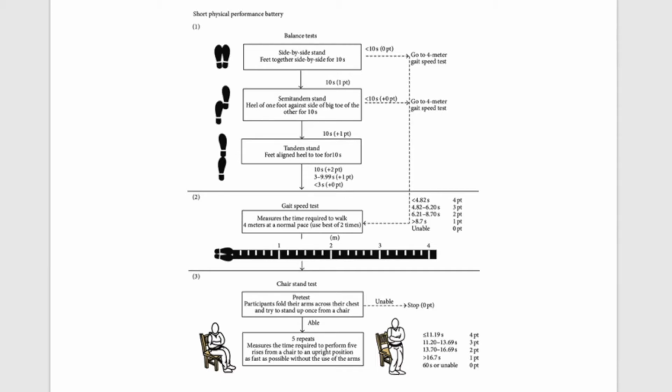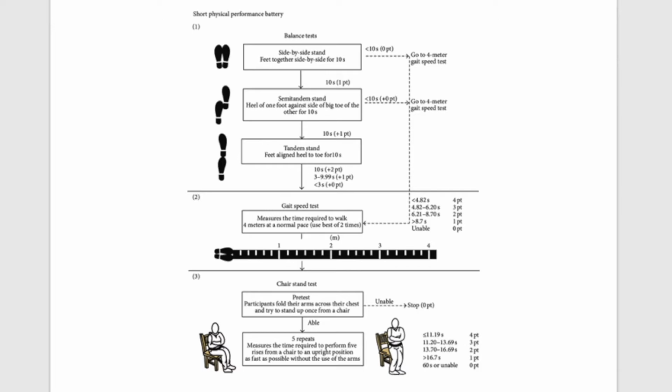As seen in the picture, each part of the short physical performance battery weighs 4 points. The overall grade can range from 0 to a maximum of 12 points. In the balance test, position 1 and 2 each weigh 1 point, while position 3, or full tandem stand, weighs 2 points. If the patient is able to perform the whole test, 4 points may be given.